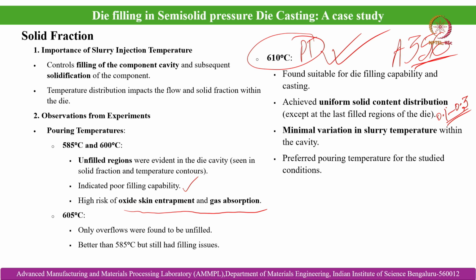And then minimal variation in slurry temperature within the cavity, that is point number 3, which is met, and which is also evident from uniform solid content distribution within the component cavity after solidification, and then preferred pouring temperature for the studied condition. So accordingly 610 degree centigrade has been identified as the ideal pouring temperature for semi solid die casting, Rheo die casting of the melt.